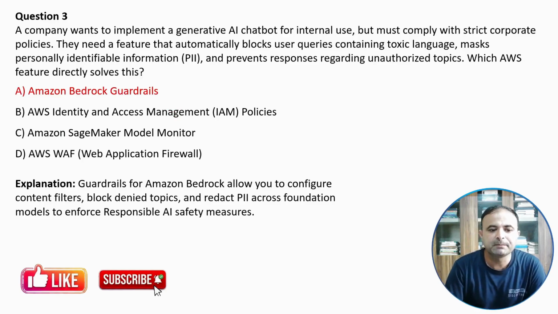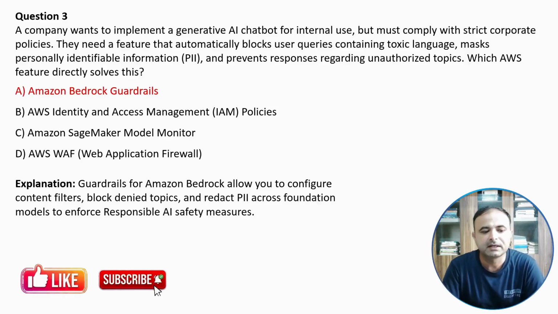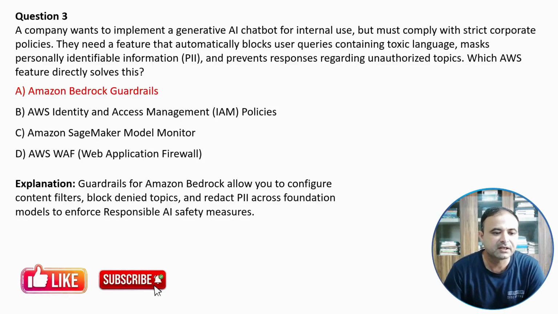A company wants to implement a generative AI chatbot for internal use, but it must comply with strict corporate policy. They need a feature that automatically blocks user queries containing toxic language, masks personally identifiable information like PII, and prevents responses regarding unauthorized topics because the topic is not relevant, some toxic language and some rustic language, let's say that. And which AWS feature directly solves this?